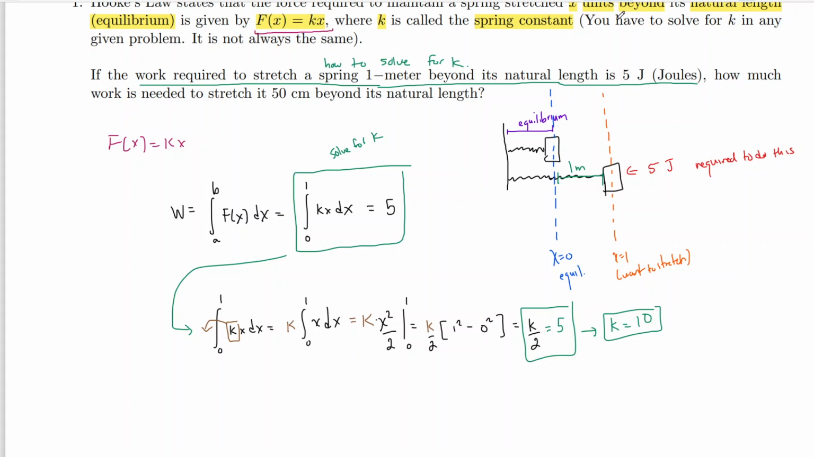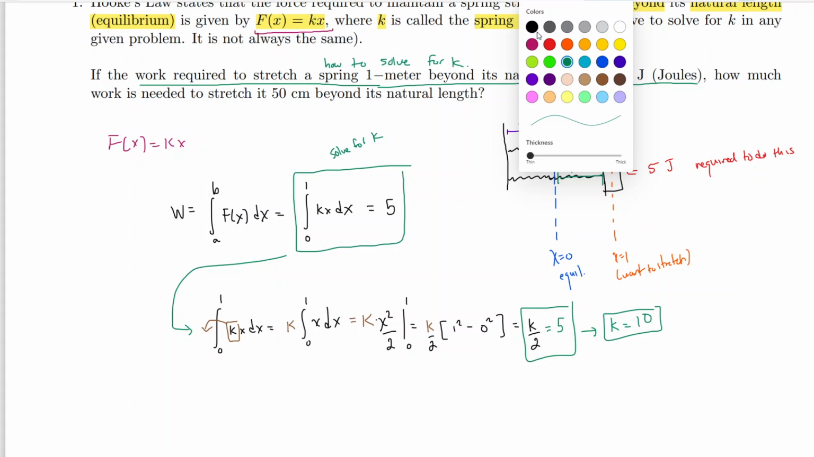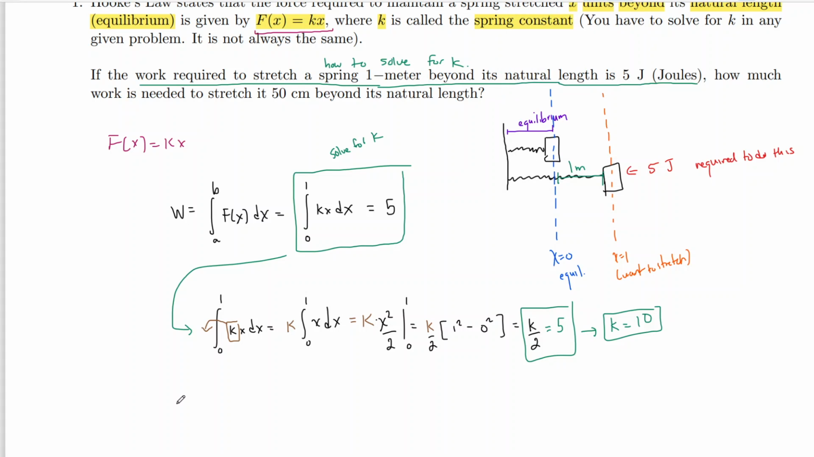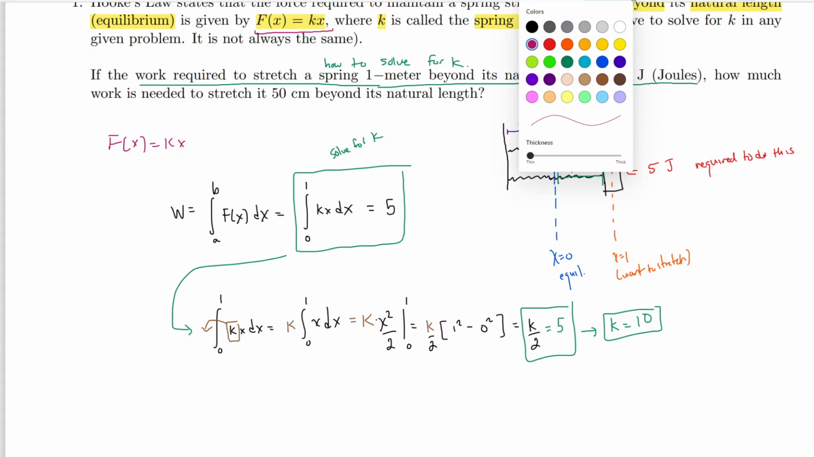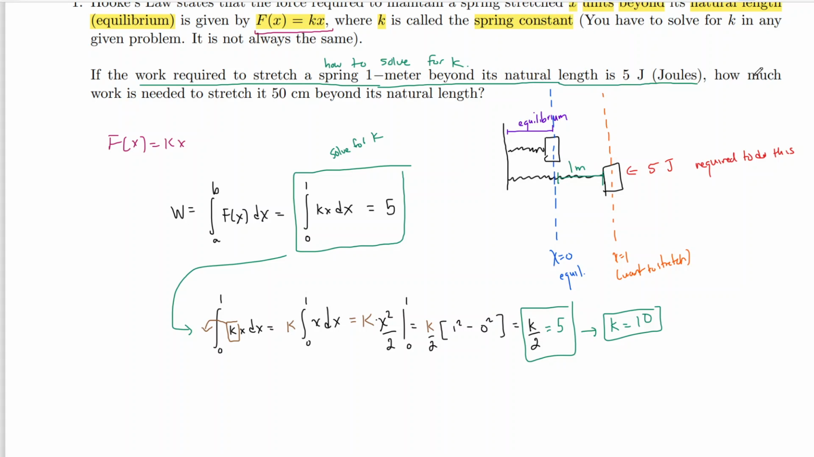Now, why is solving for k so helpful? Well, now that we know the spring constant, we can go ahead and figure out the work based on our own problem. So we want to find not the, grab this here. We don't want to know how much work is needed to stretch it 1 meter, because that is the answer of 5. We just want 50 centimeters.